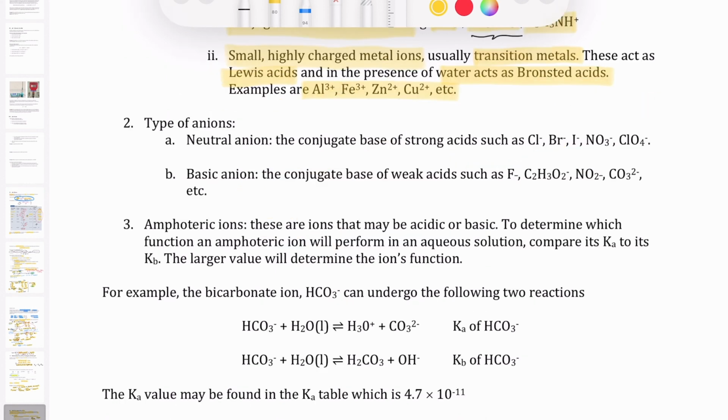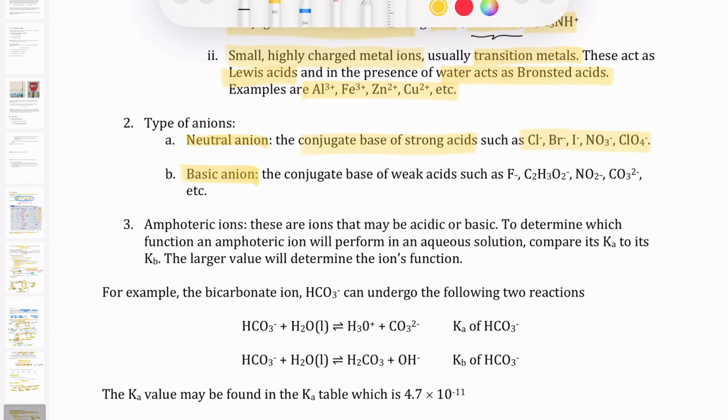Now we're going to go from the cations to the anions. Like cations, anions come in types: there's the neutral one, and then there's the basic one. Anions don't tend to have acidic properties, and cations don't tend to have basic properties. So with anions, we just have neutral and basic. The neutral anions are the conjugate bases of strong acids. Remember that we had a list of strong acids at the very top of our Ka table. The counter ions, the conjugate bases of those strong acids, can't really perform a base function when water is present because water is a stronger base. As a result, all of them are neutral ions. These are chloride, bromide, iodide, nitrate, and perchlorate ion.